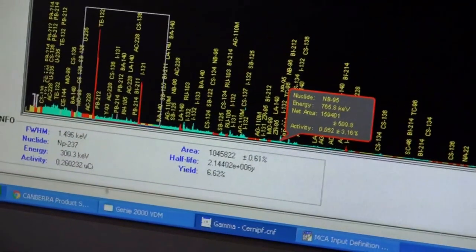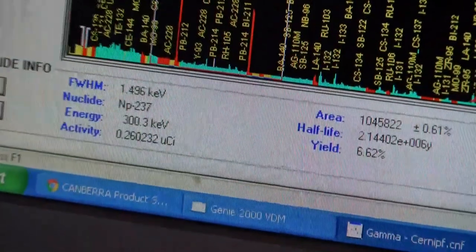I don't like them. I prefer high purity germanium detectors. Just read what you have on the screen now.